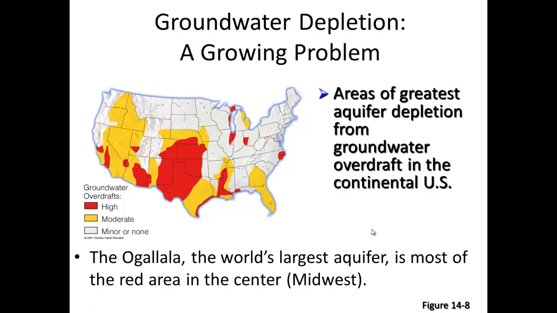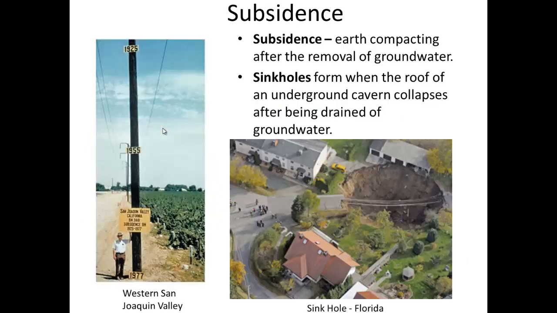We are starting to see a groundwater depletion problem here in California and the southwest of the United States. For example, the Ogallala, that's the world's largest aquifer, is right here. It's in this red center. And this is one of those confined aquifers. So once that water is removed, it will not refill. And so these red regions just mean there's too much withdrawal of water. And what happens when you have too much withdrawal, you can get things such as subsidence and sinkholes.